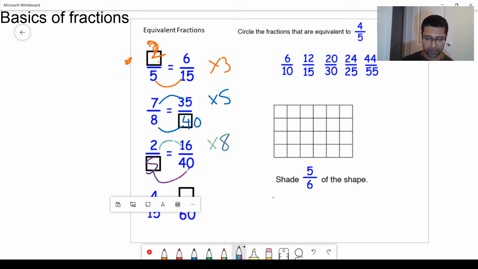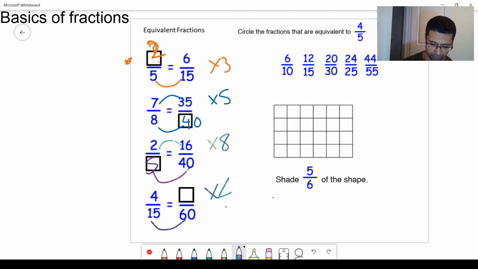Compare the denominators over here. 15 times something to give me 60. Well, it's the multiples of 15, so you're doing 15, 30, 45, 60. That's times by 4. So 4 times 4 gives you the 16. That covers equivalent fractions. Next, over here, circle the fractions that are equivalent to 4/5.